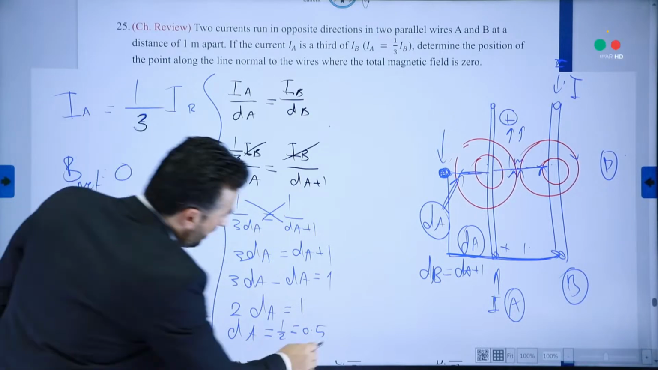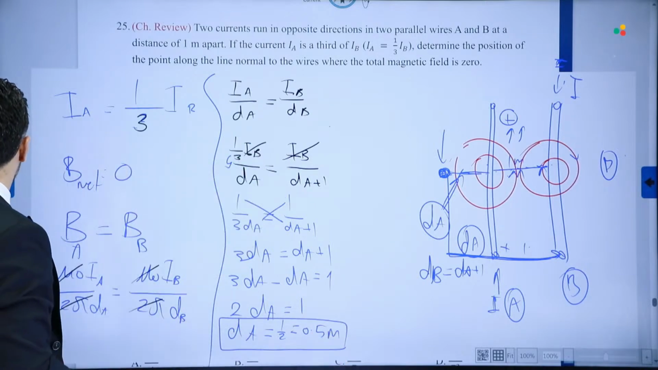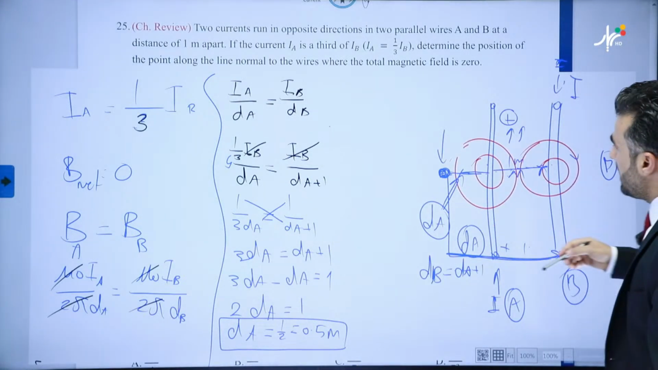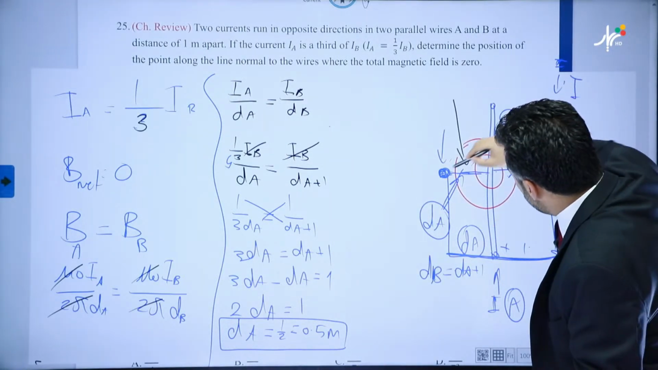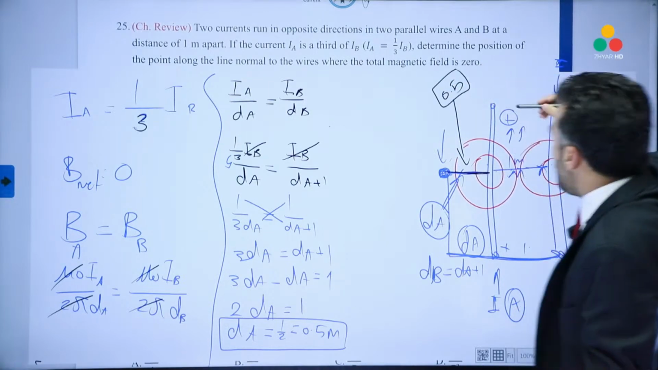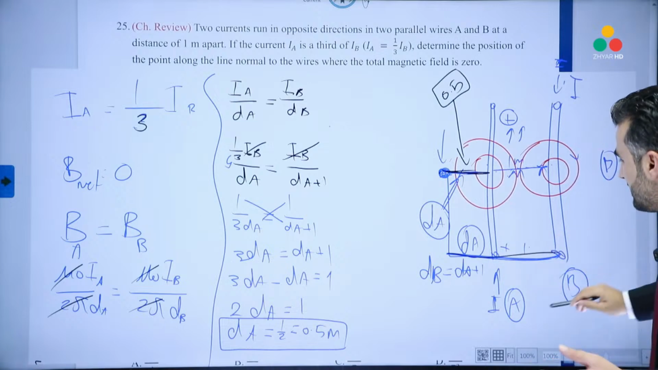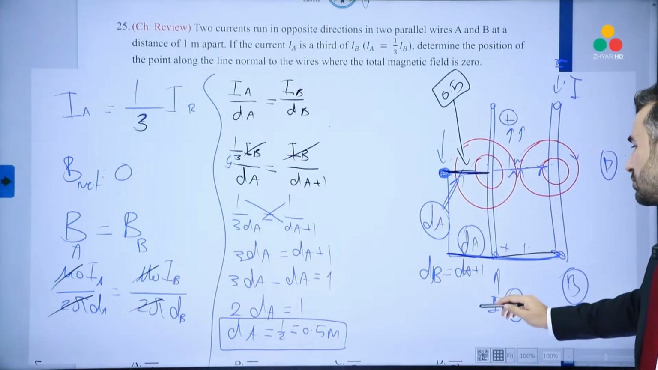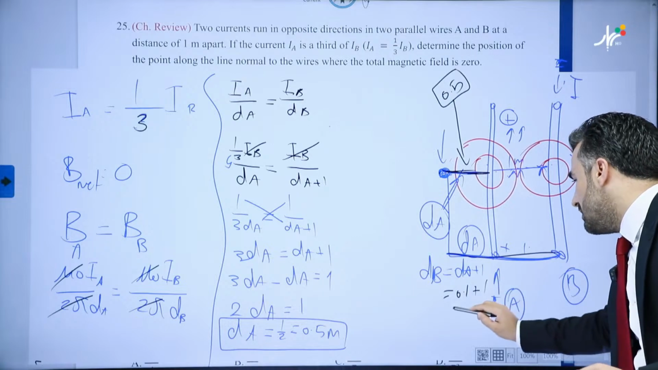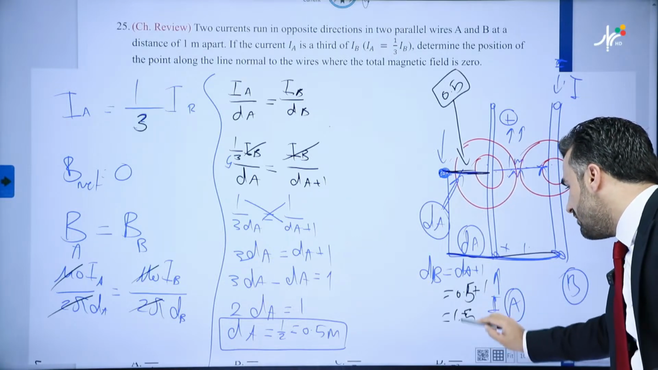Very good. Now 0.5 what? Meter. So dA equals 0.5 meter. Basically this distance, hope you can still see here, equals 0.5 meter. Now, if that is the case, then what is dB here? Remember, we said dB equals dA plus 1. So dB equals 0.5 plus 1, which equals 1.5.